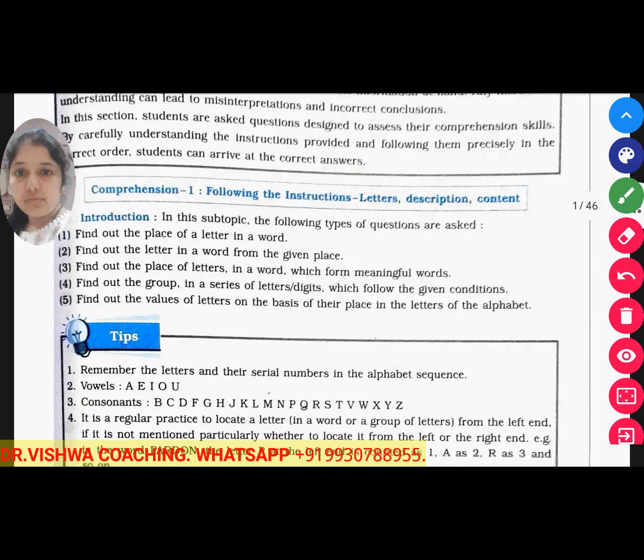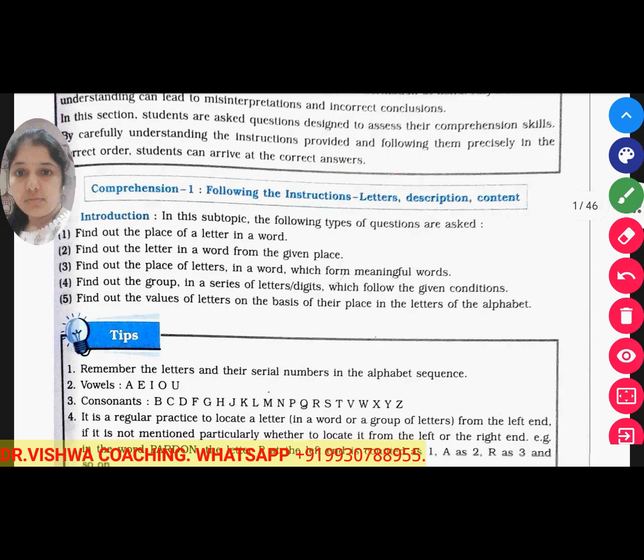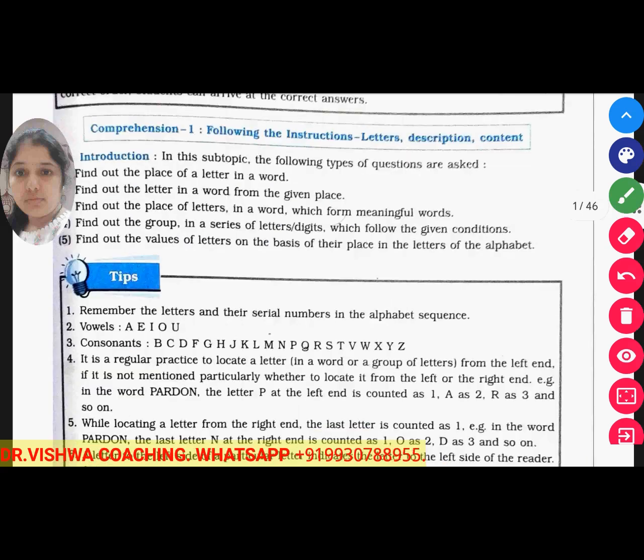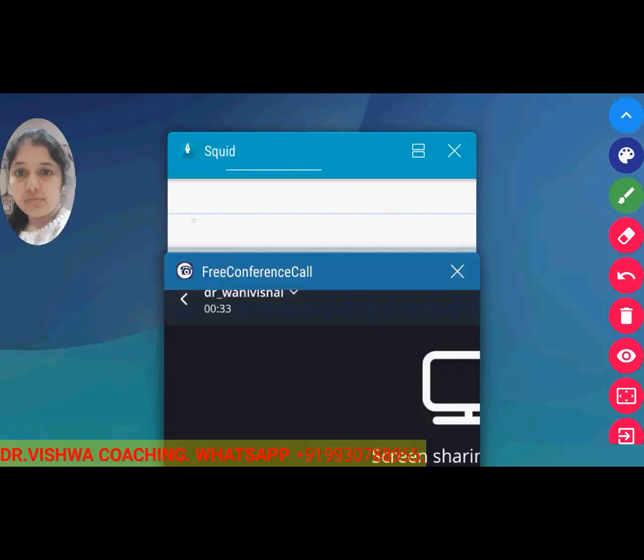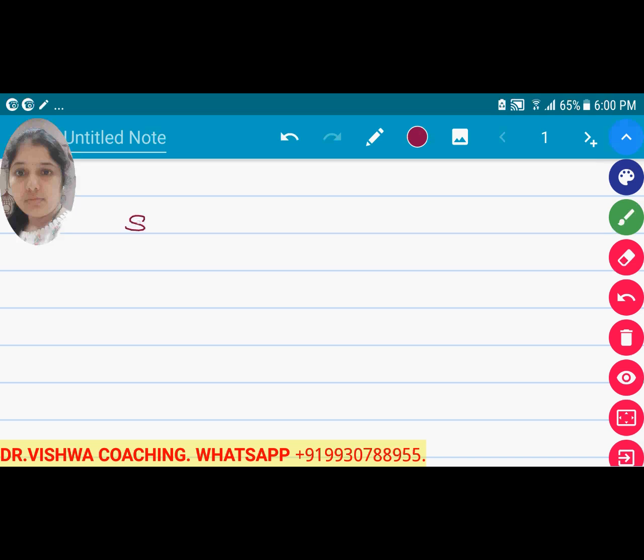Now, for this, you all should know the things which are important. What are the things that are important to move ahead to the intelligent test topic? There are so many things. You should know the sequence of alphabets, A to Z.